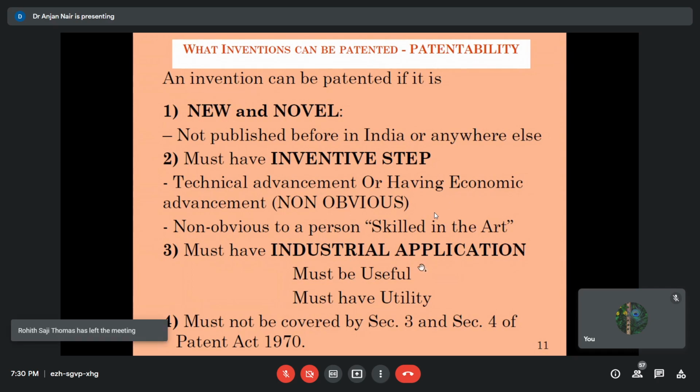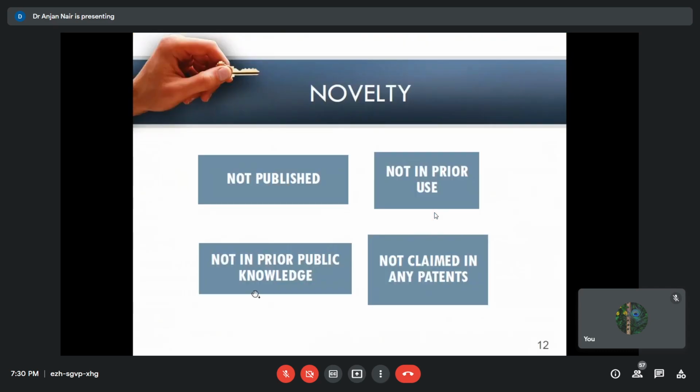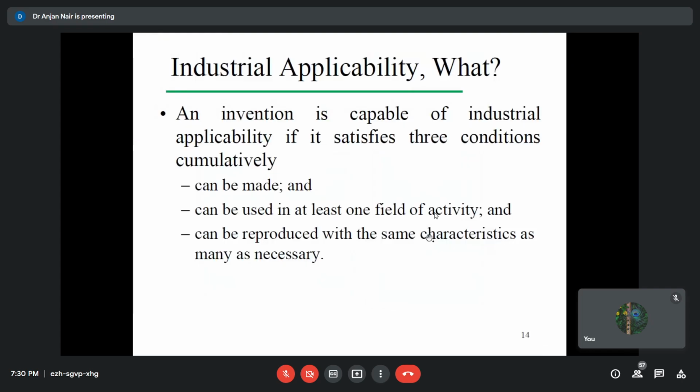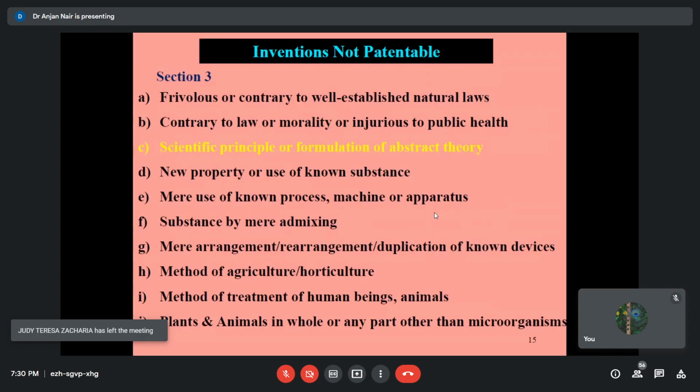And third, as I told, it must have industrial application. That means it should have usefulness and utility. And fourth, of course, it should not be covered in sections 3 and 4 of the Patent Act. So novelty, as I told, means not published before, not in prior knowledge, not claimed in any patents in any country, and not in prior use. Many times this has happened, so I'll give an example of this also. Sorry, these are the inventive steps. So let's not waste time, and move on to sections 3 and 4.